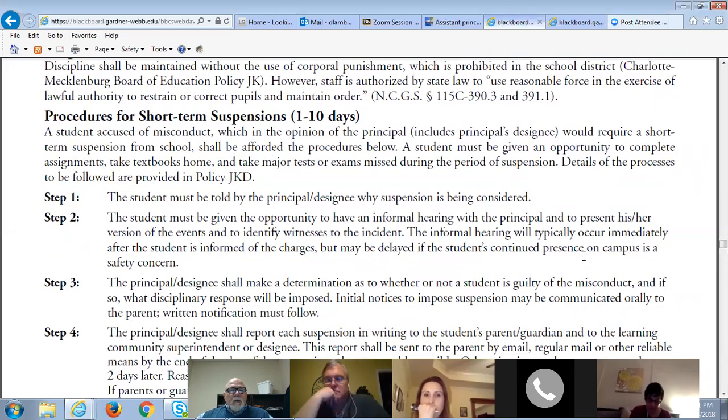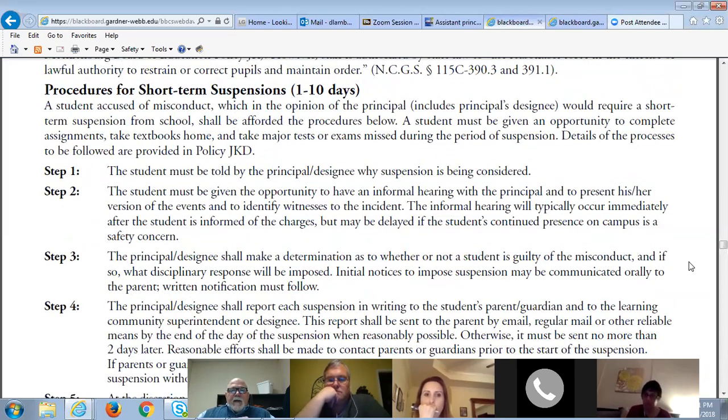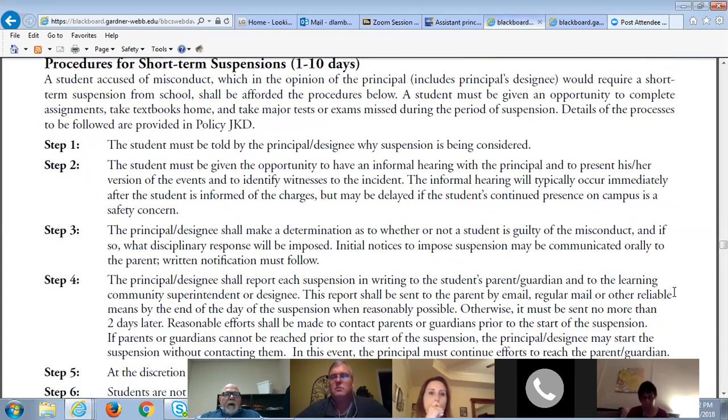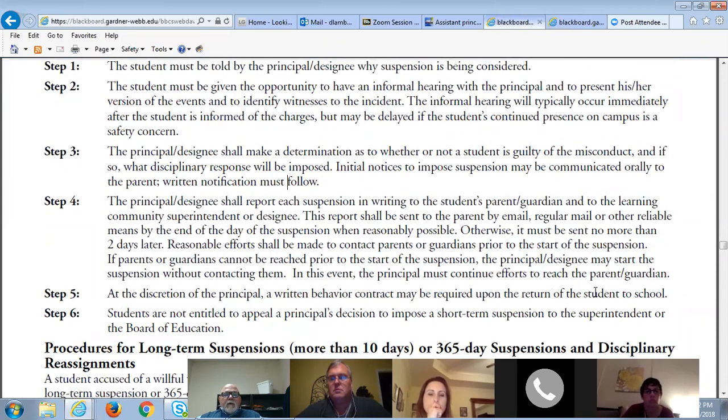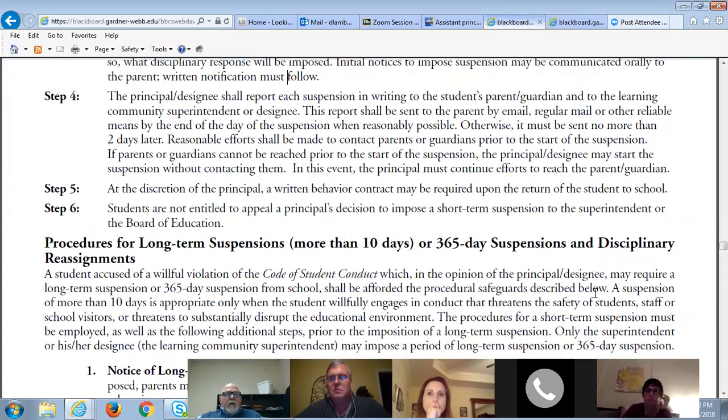The principal has to weigh the evidence against them, get written witness statements from any witnesses, and then has to make a determination if they're guilty of the misconduct or not. It says right here, initial notice of imposed suspension may be communicated orally to the parent. Written notification must follow. That's what I'm talking about. The law is very clear. You must report each suspension in writing to the parents and the learning community.